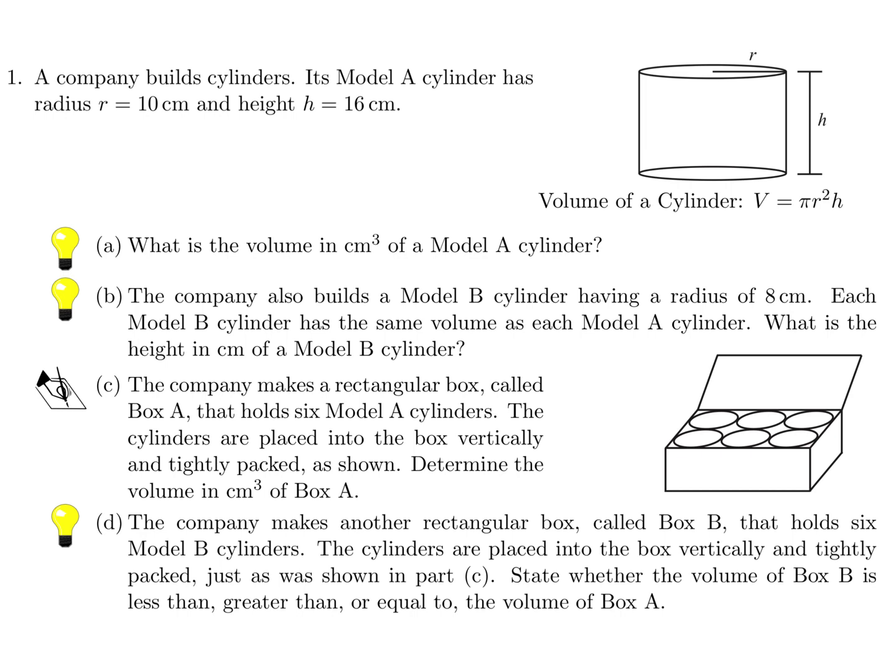A company builds cylinders. Its model A cylinder has radius r equals 10 and height h equals 16. What is the volume in centimeters cubed of model A?